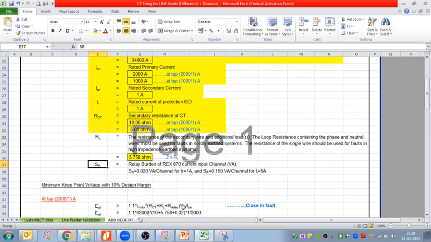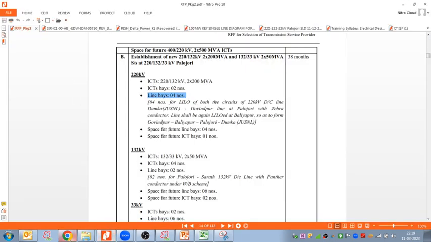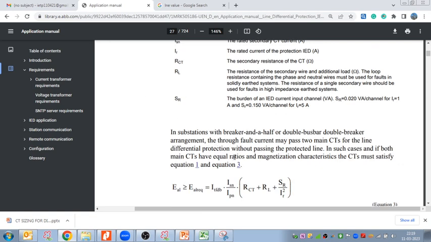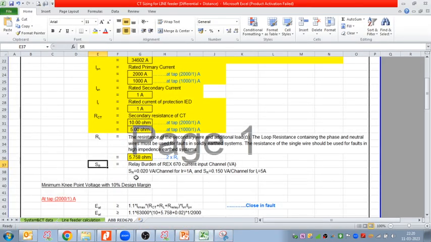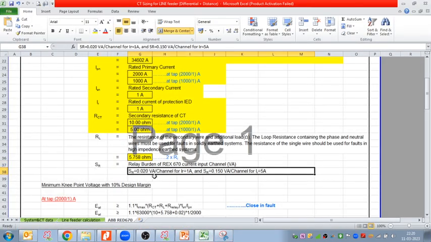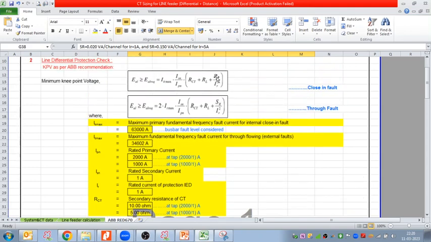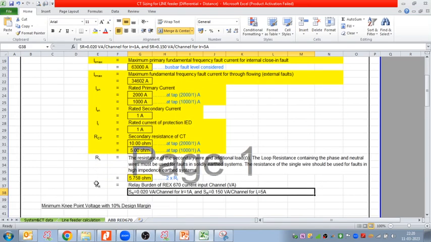SR is the relay burden. You can get it from the application manual. So if you see here, SR is not discussed, so you need to take SR from your relay application manual. The burden of the IED current input channel, SR, would be 0.2 VA per channel for Ir 1 ampere. If your relay current is 1 ampere, then the SR would be 0.02 VA. So that we are putting in this calculation, 0.02 VA, the SR here. Okay, SR here 0.20.